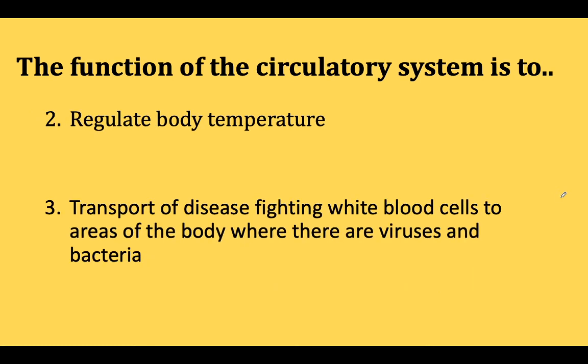So our second function of our circulatory system is to regulate body temperature, right? So if you've ever been somewhere really cold, you might notice that part of your body being very red. That's because that blood is flowing into that area trying to maintain that temperature. Number 3, it transports disease-fighting white blood cells to areas of the body where there are viruses or bacteria so that those white blood cells can fight those off.